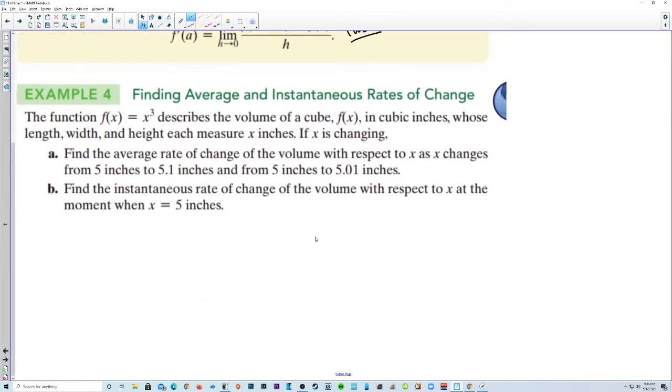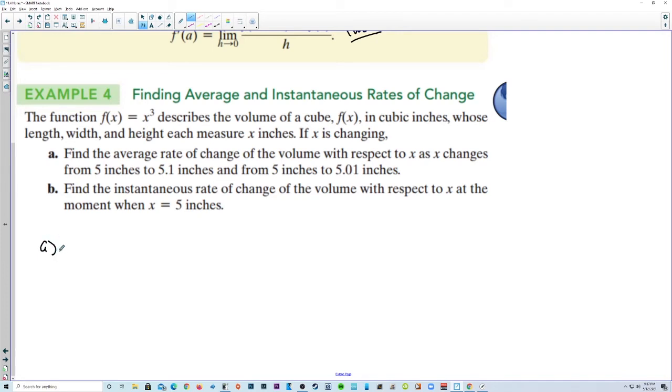The function f of x equals x to the third describes the volume of a cube, f of x, in cubic inches, whose length, width, and height each measure x inches. If x is changing, A, find the average rate of change of the volume with respect to x as x changes from 5 inches to 5.1 inches and from 5 inches to 5.01 inches.